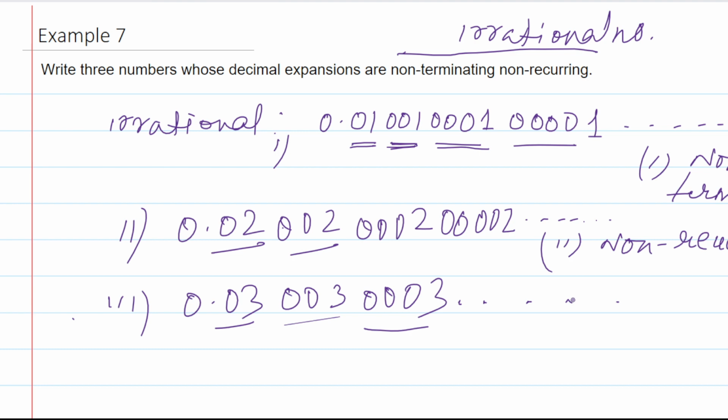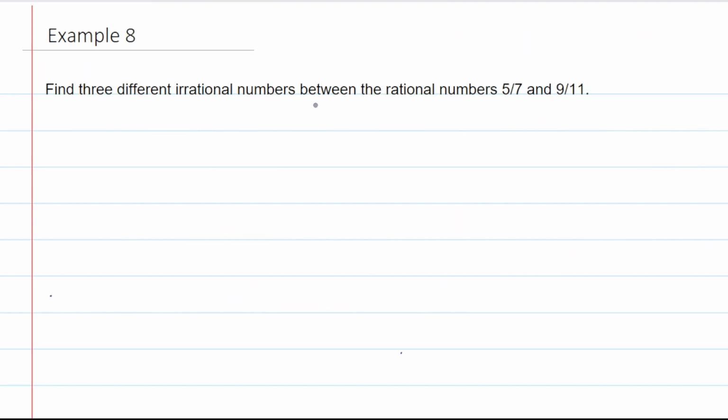Okay, so these are the three irrational numbers. Right, so let's do question number 8 quickly. Find three different irrational numbers between the rational numbers 5 by 7 and 9 by 11.